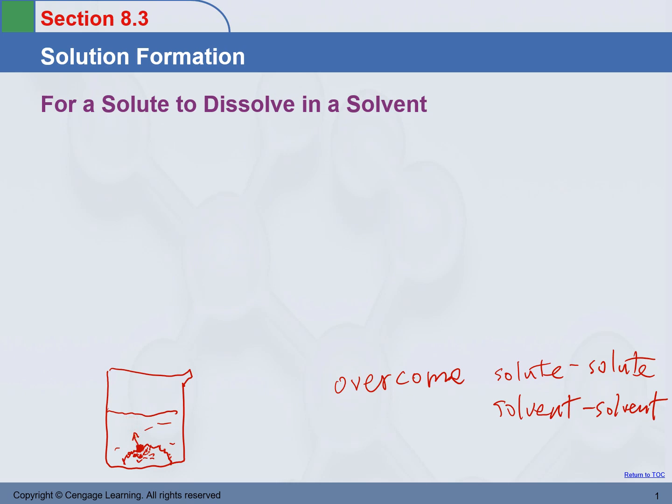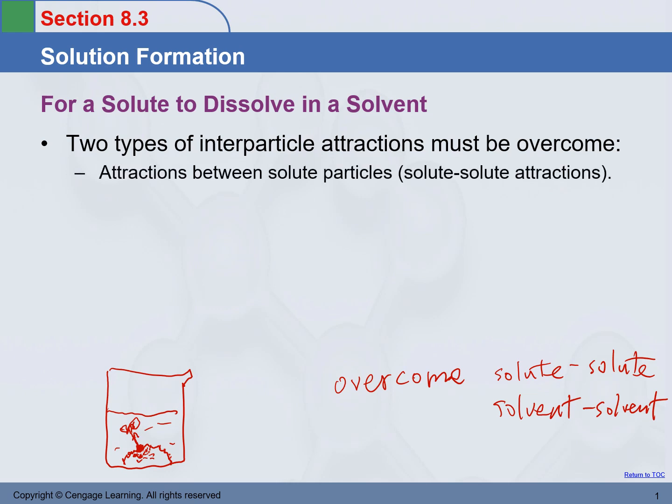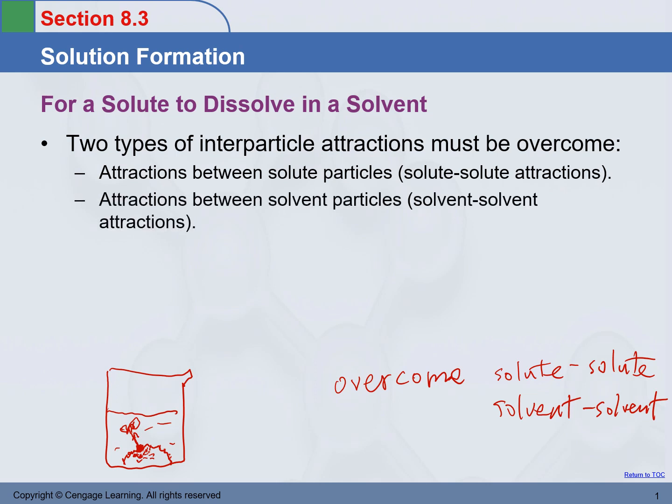Okay, let me erase some of this. Okay, so if there's water here, there's water here. For this particle to come in and stay between, it has to break that interaction between water and water molecules, which is the solvent. So for solid particles to get dissolved, there are two types of interparticle attractions that must be overcome. Number one, the attraction between the solid particles. Okay. Number two, the attraction between the solvent particles so that the solid can stay in between them.